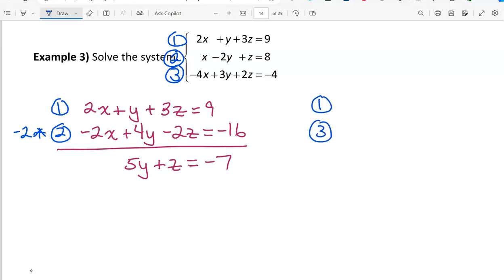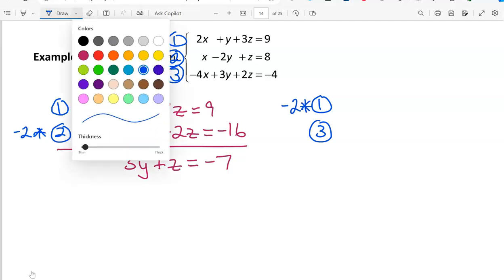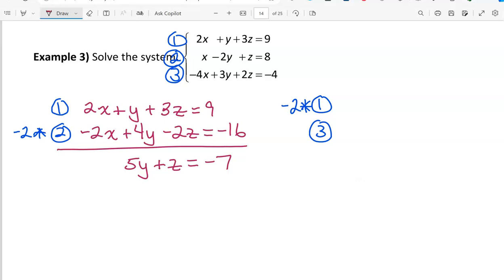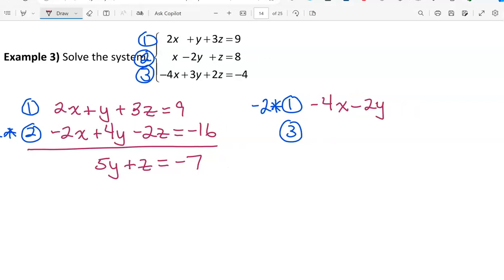And we need to eliminate the x variable. So equation number 1 will have to be multiplied by negative 2 in order to make that happen. So equation number 1 multiplied by negative 2 gives us negative 4x minus 2y minus 6z is equal to negative 18.